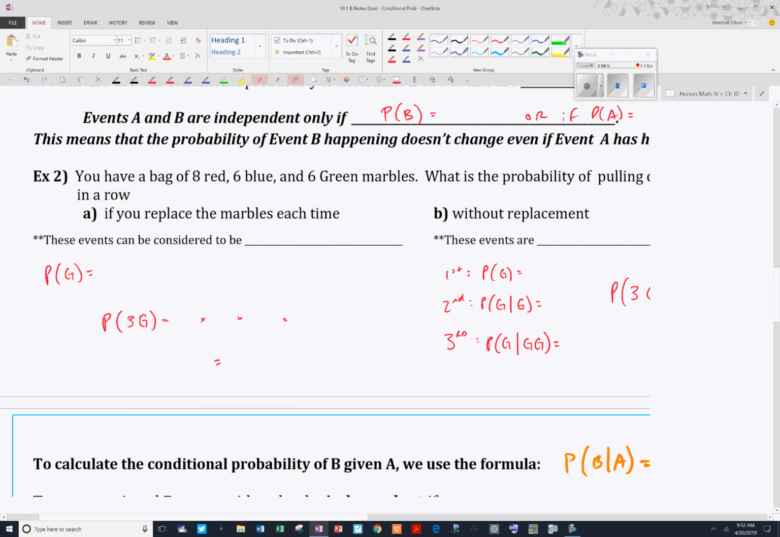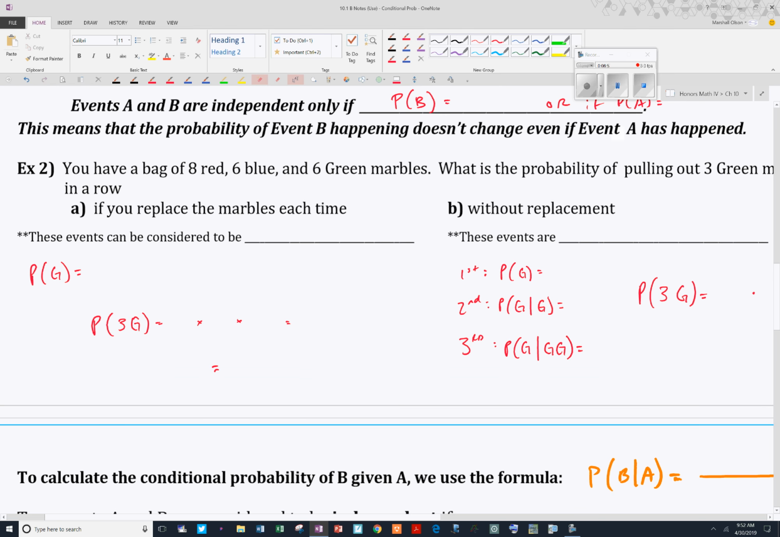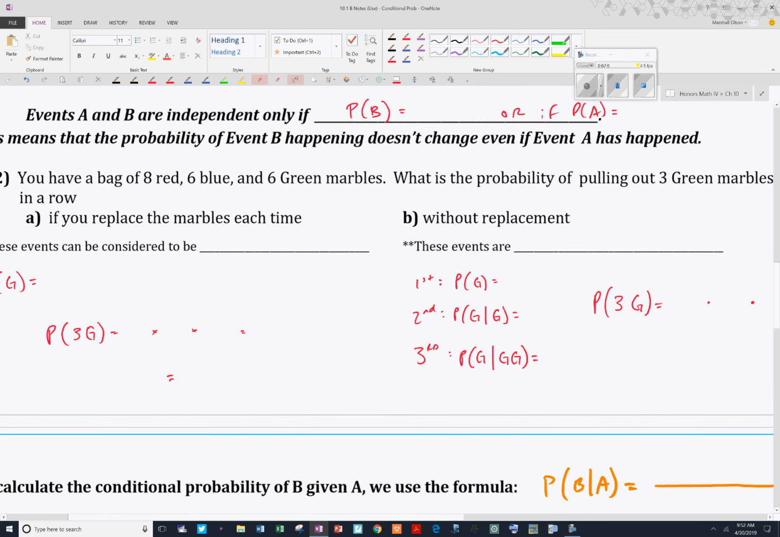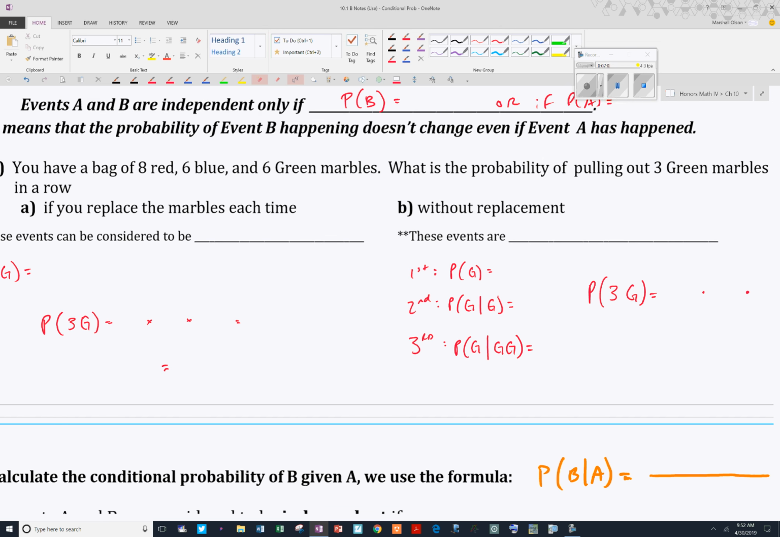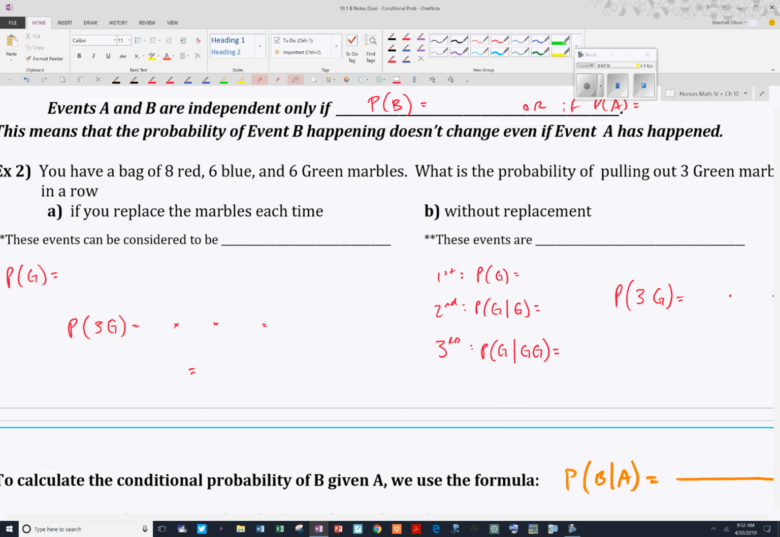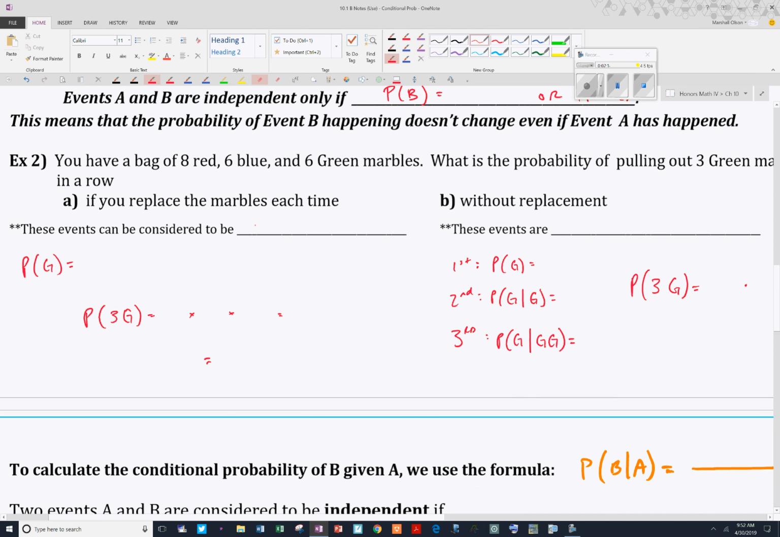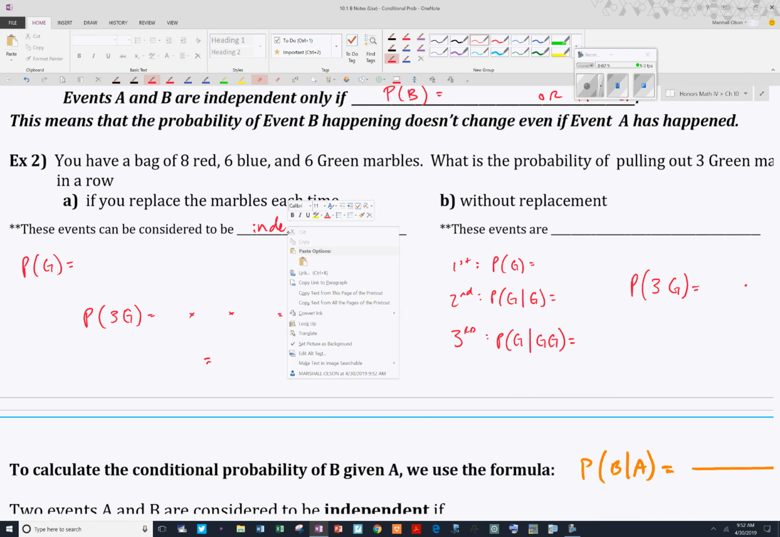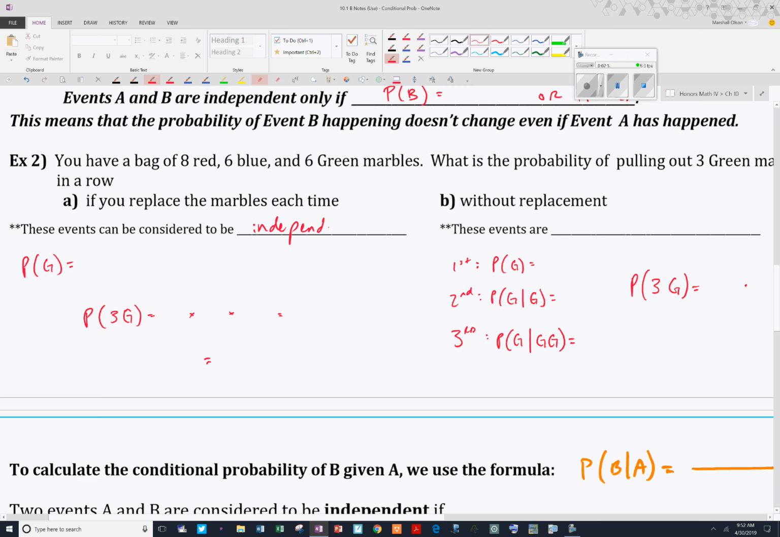All right? It says if you have a bag of 8 red, 6 blue, and 6 green marbles, what is the probability of pulling 3 green marbles out in a row if you replace the marbles each time and then without replacement? So if we replace the marbles each time, those would be independent events then. Doesn't matter what you pulled out because you're putting the marble back each time. Does that make sense?